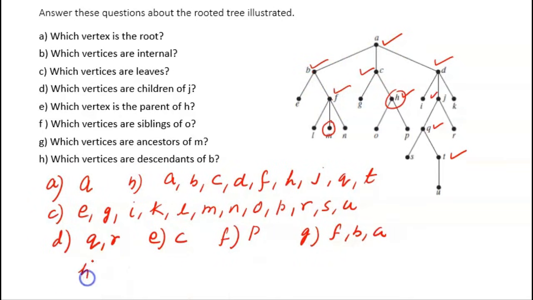And finally the H part, which vertices are descendants of B? So E, F, L, M and N. I hope you are clear about this, because this is a very easy kind of question, and sometimes they ask in the exam that they will give you a tree and may ask you all these related questions.